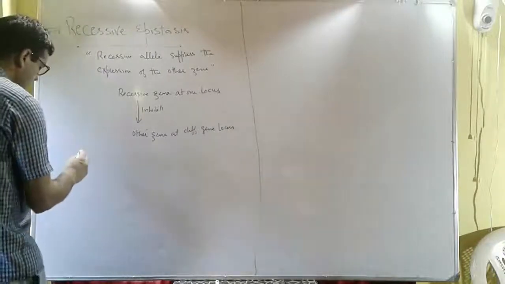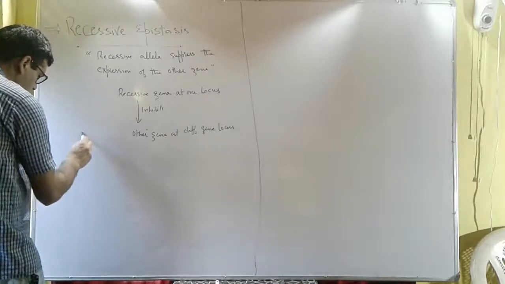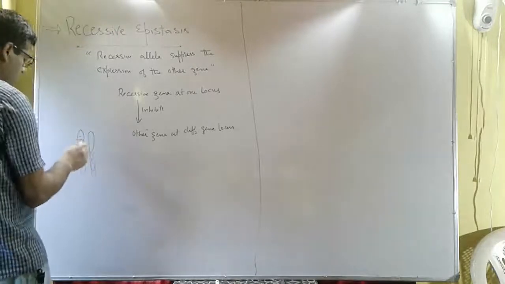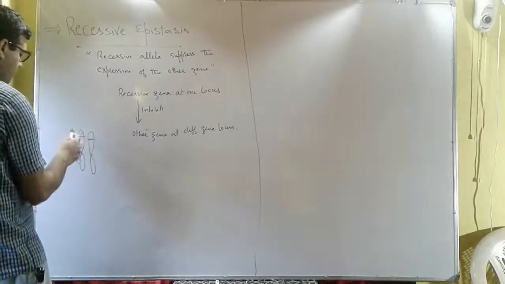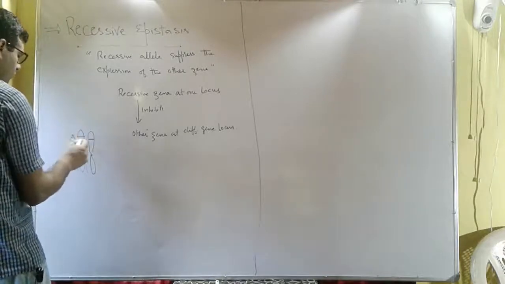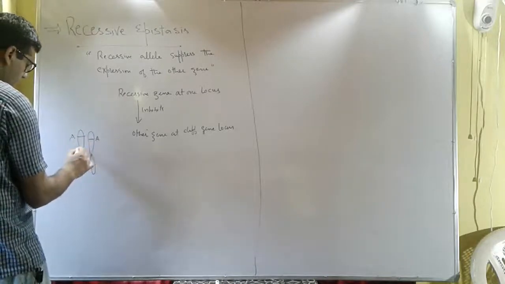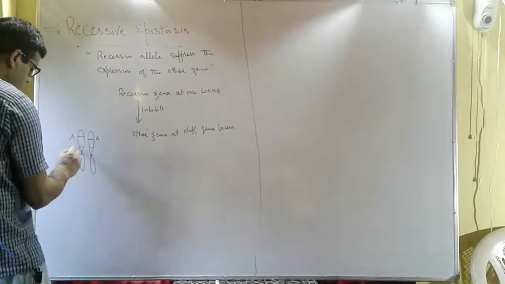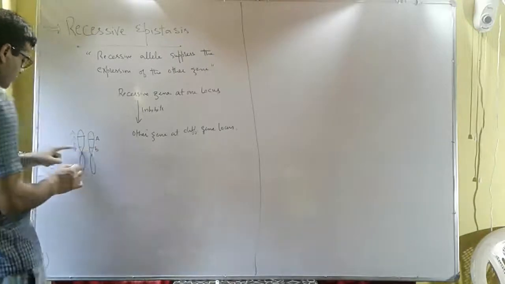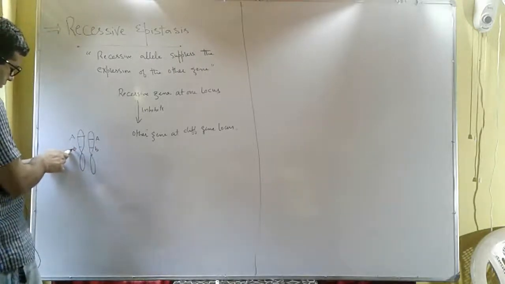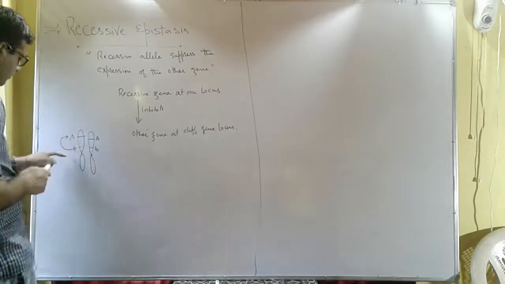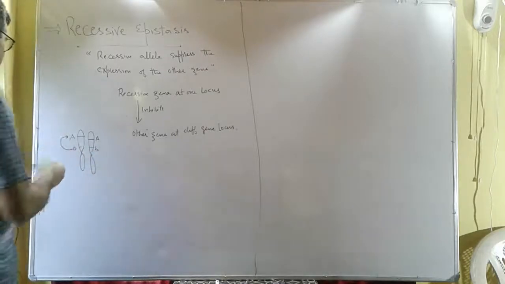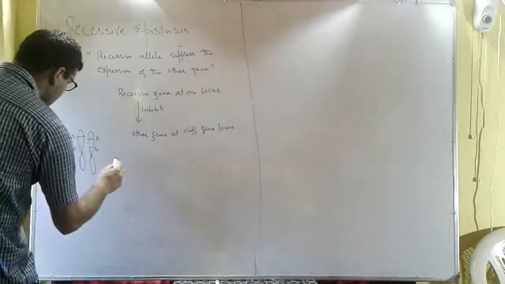For example, we have this condition. We'll explain it like this. In case of recessive epistasis, suppose this is the dominant gene and this is the recessive gene. This recessive gene suppresses the expression of the dominant gene. So this is what is called recessive epistasis.